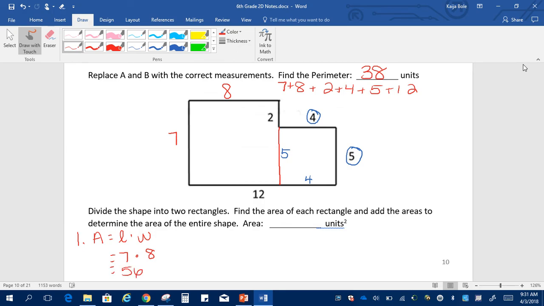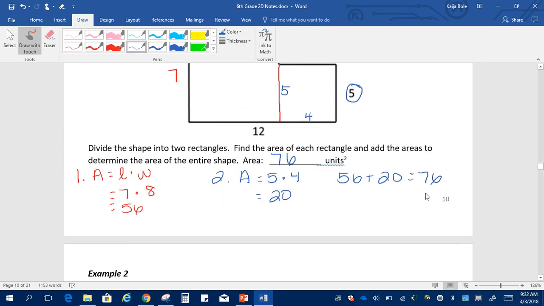Alright, and then for number 2, I'm going to do it here in blue. We would have the area equals 5 times 4, which would give us 20. So we are adding up our 56 plus our 20, which would give us 76. So our answer here would be 76 units squared.